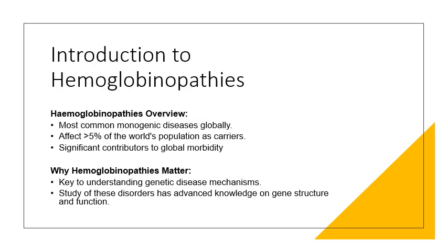So hemoglobinopathies are a critical area of study, not only because of their prevalence, being the most common monogenic disease globally, but also because they have greatly contributed to our understanding of genetic diseases and gene structure.